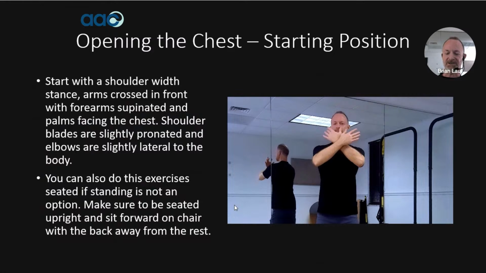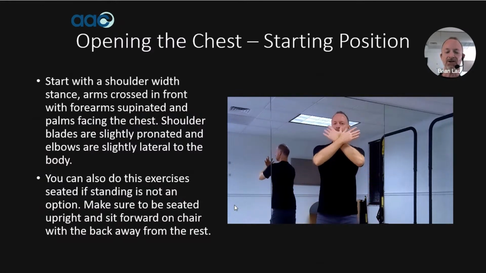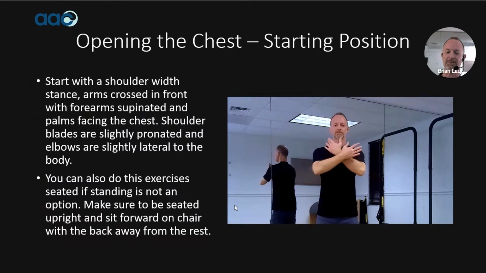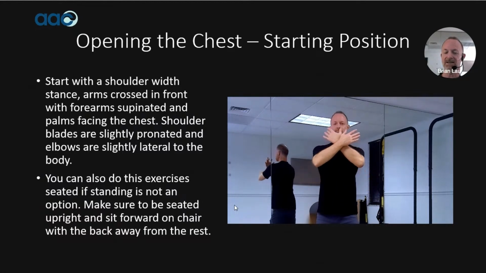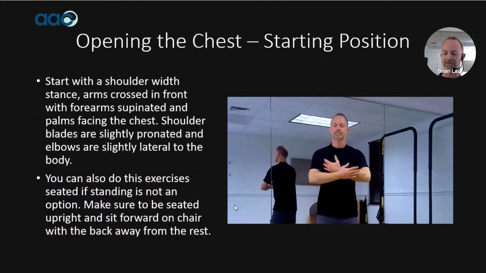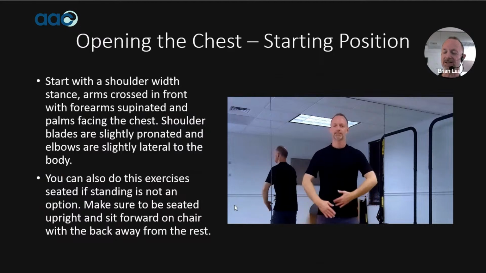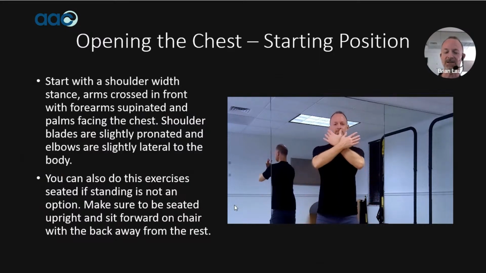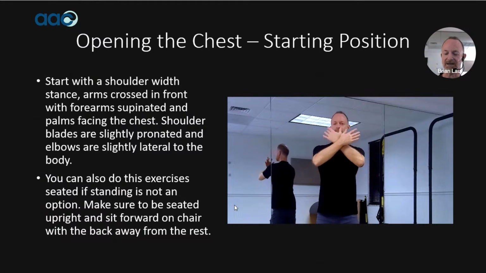So this is the starting position. This video will loop and you can see it as I'm talking about it. So I'm going to start by bringing the hands up. I'm standing in a shoulder width stance. My arms are going to cross in front of the body. The forearms are supinated, which means basically the palms are facing me. Our palms are facing the chest. The hands are a little ways away from the body, so the shoulder blades are slightly pronated, and the elbows are slightly lateral to the body. So that's our starting position.